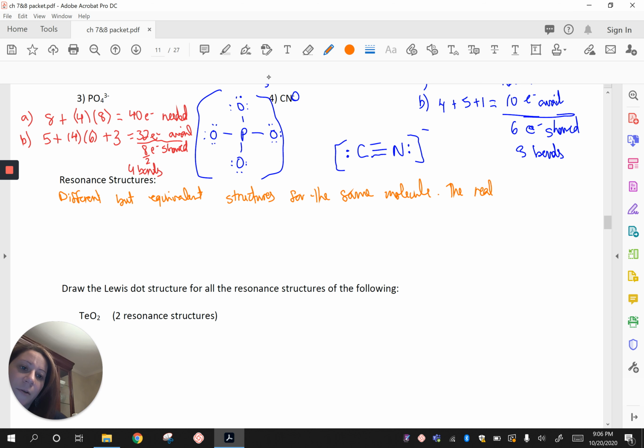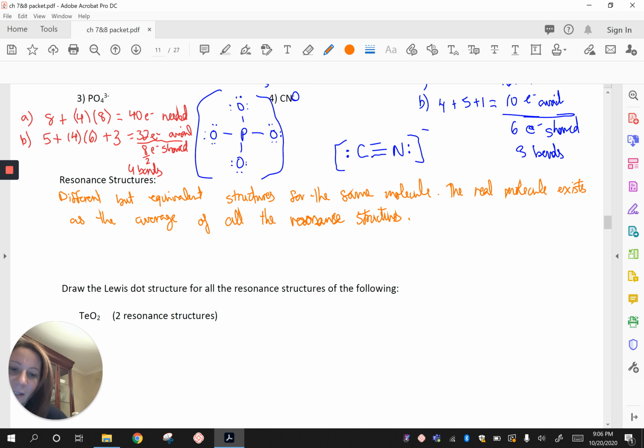The real molecule exists as the average of all the resonance structures. And this is not really going to make any sense until we actually do an example. So let's try an example together. So let's try TeO2 and see what it looks like.